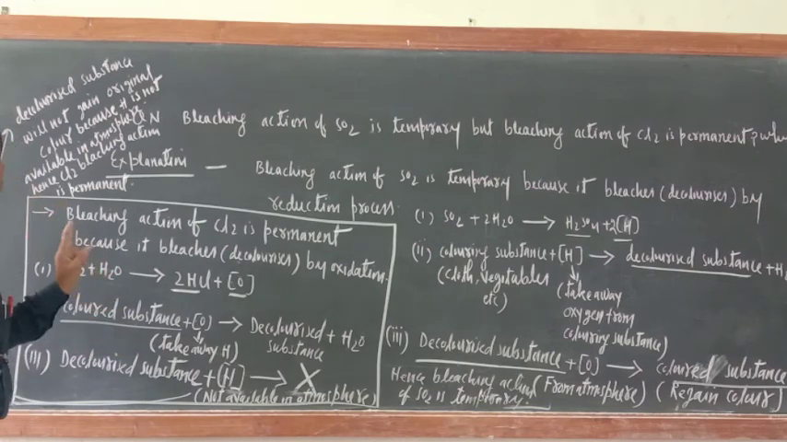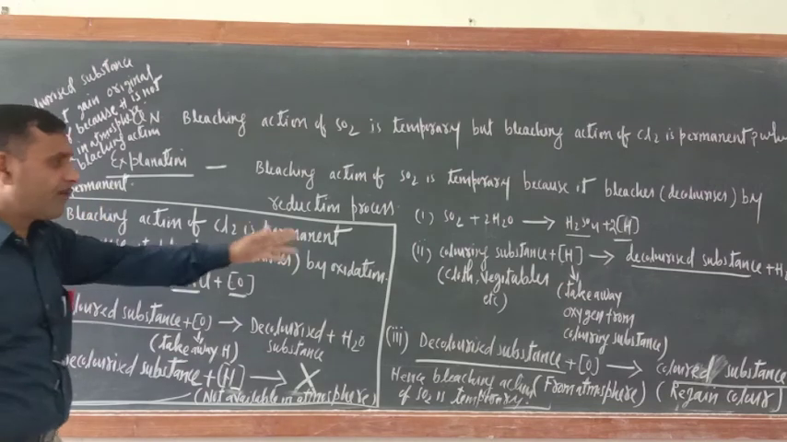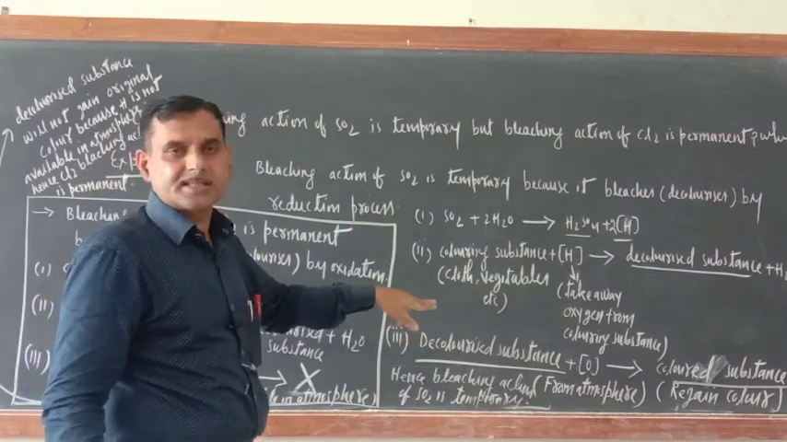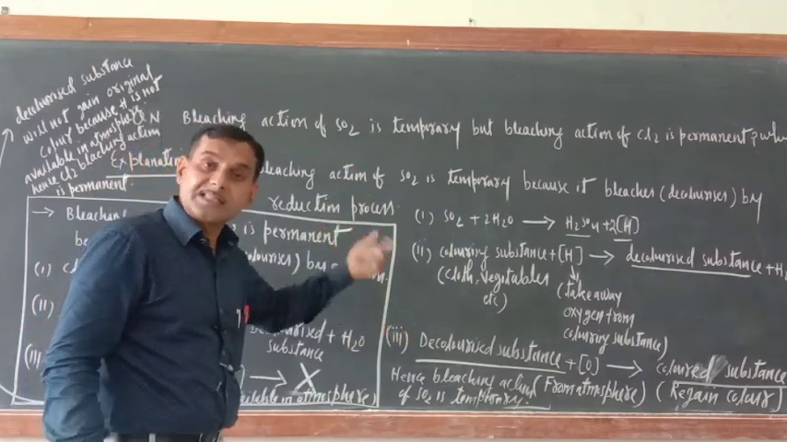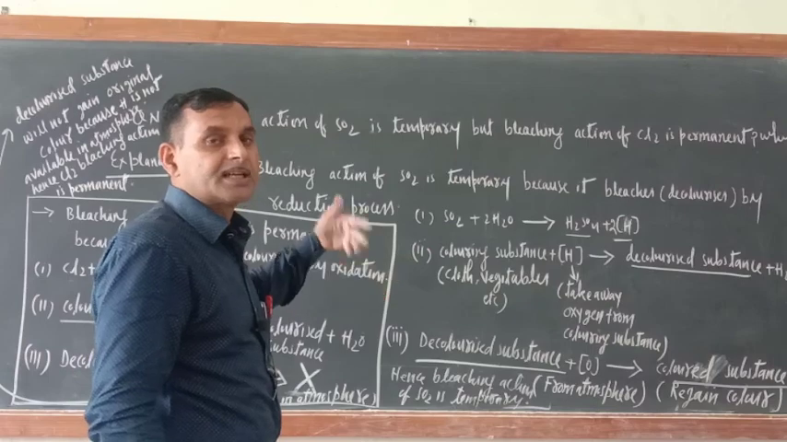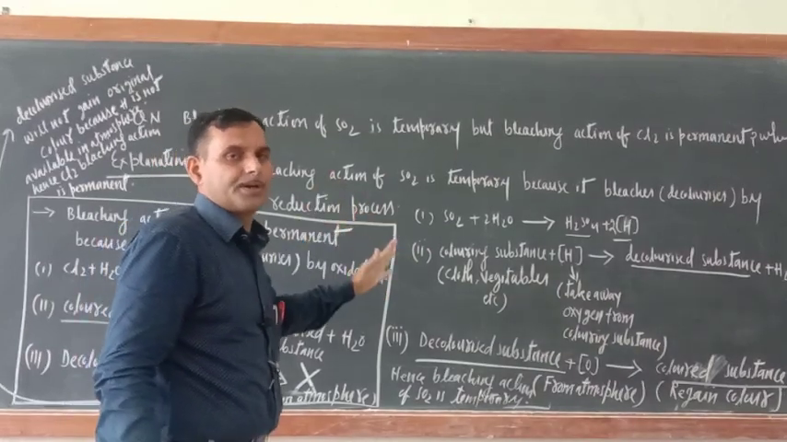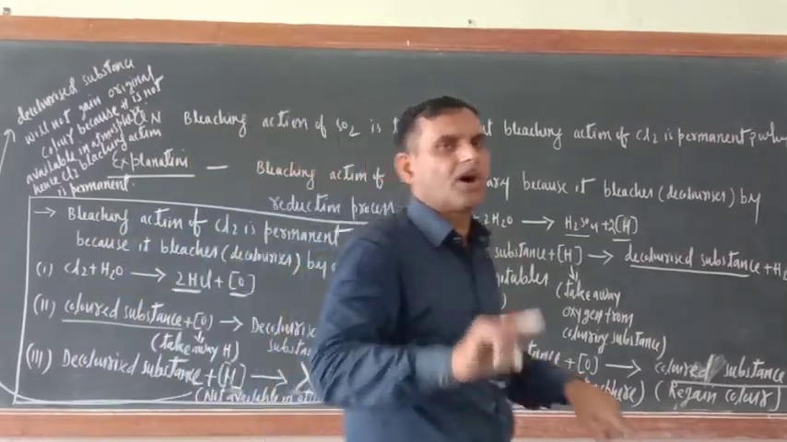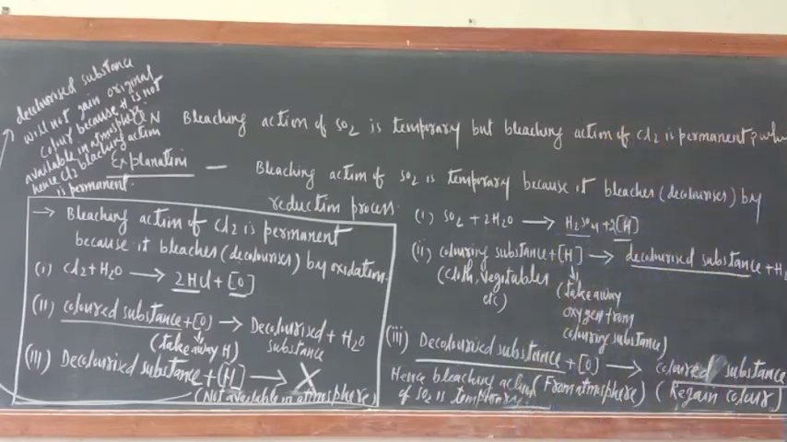And Cl2 is doing it by the oxidation process, that is why its bleaching action is permanent, while SO2 decolorizing the substance or bleaching is an example of the reduction process, that is why it is temporary. Okay, I hope that you have got this, it is an important question, remember.